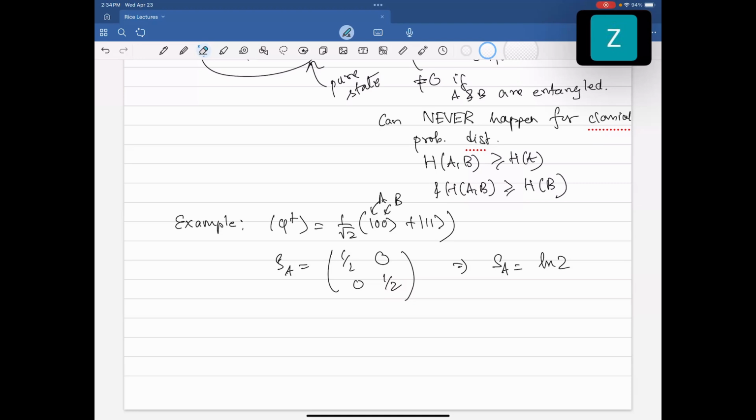You are getting less information, but you're seeing that there's absolutely no understanding of what the state of A is. We are getting equal probability of 0 and 1. This is exactly what you're seeing.